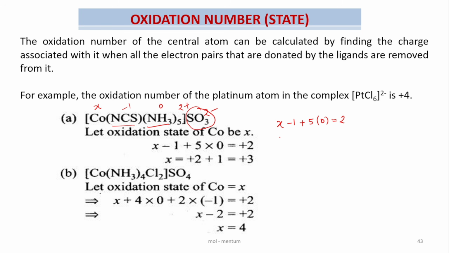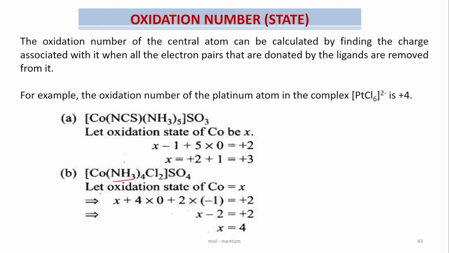When you solve this, it becomes X minus 1. When this minus goes to the other side, it becomes plus, so 2 plus 1 is 3. So the total oxidation number of this particular atom, the cobalt atom, is plus 3. You can also write plus 3.